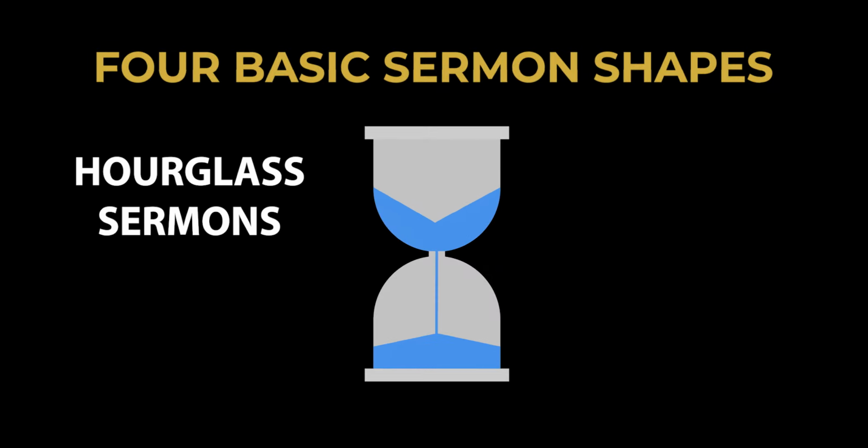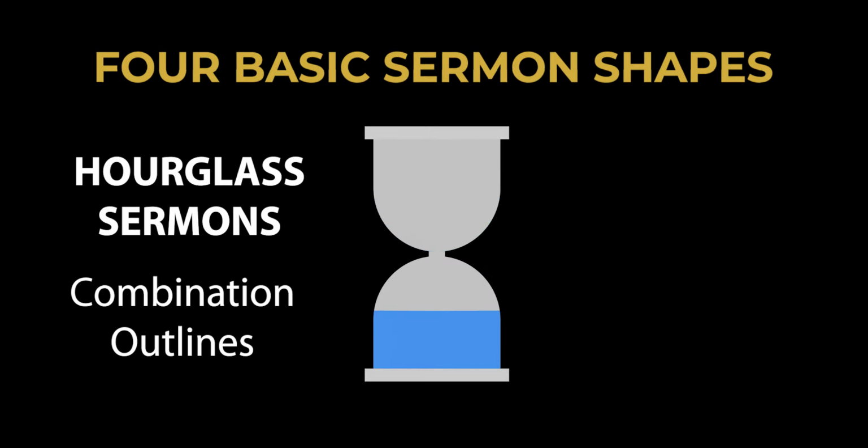Third, we have hourglass sermons. Our outlines are combination outlines. We start with small ideas that lead to a big idea, and then specific small ideas flowing from that big idea. This form leads up to the central idea that occurs in the middle of the sermon. Then the central idea is developed deductively from that point on in the message.